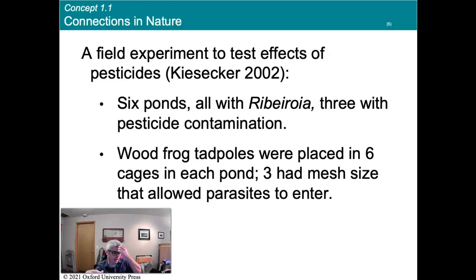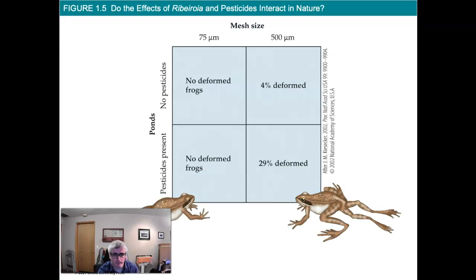And then we're also using the natural gradation of 3 ponds having pesticides and 3 ponds not. So we'll look at the results of that study here. So I made a nice little matrix here. So we've got pesticides present and no pesticides. Mesh size 75 micron and 500 micron.